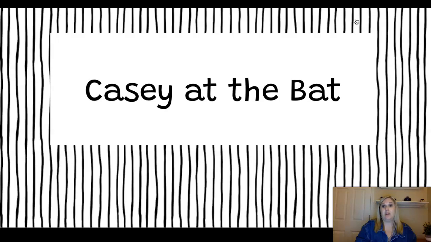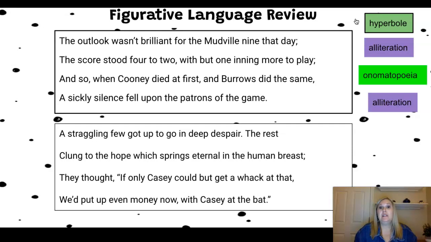Okay, so let's start. So the first 2 stanzas. The outlook wasn't brilliant for the Mudville 9 that day. The score stood 4-2 with but 1 inning more to play. And so when Cooney died at first and Burroughs did the same, a sickly silence fell upon the patrons of the game. A straggling few got up to go in deep despair. The rest clung to the hope which springs eternal in the human breast. They thought if only Casey could get a whack at that. We put up even money now with Casey at the bat.